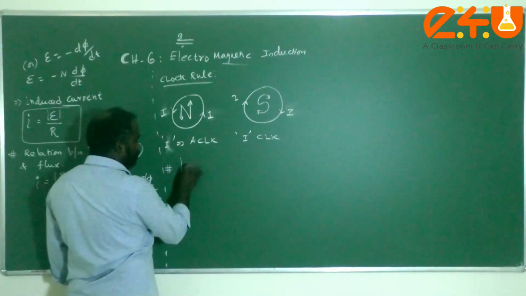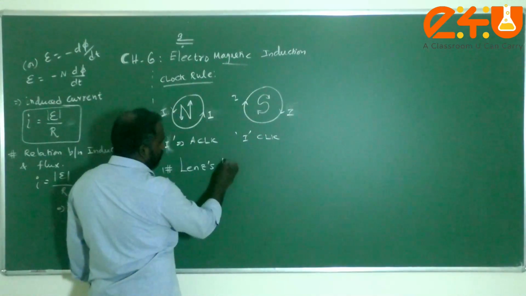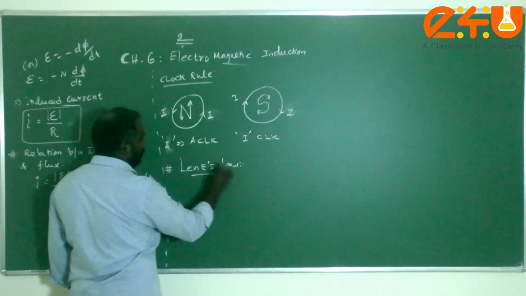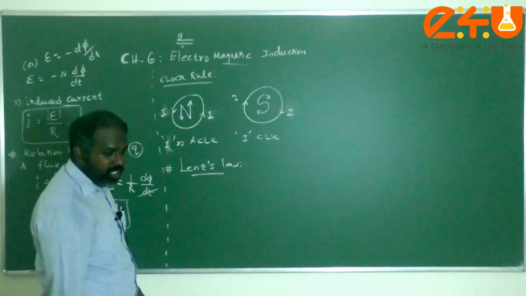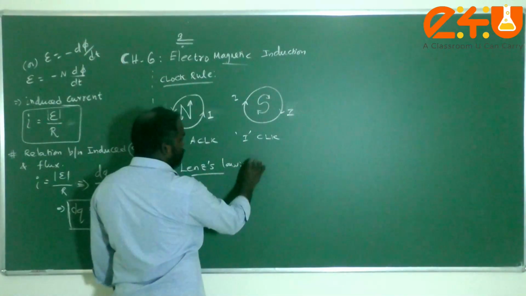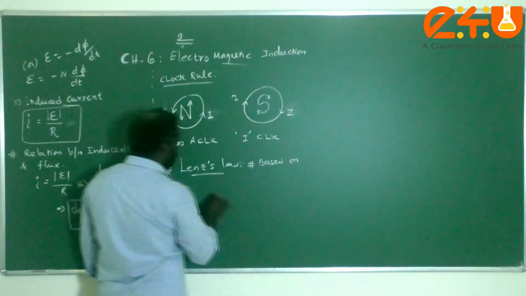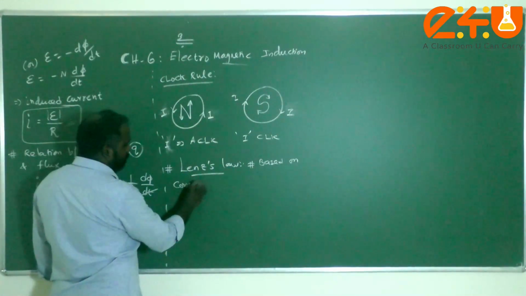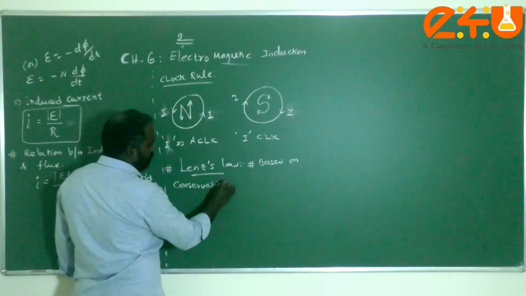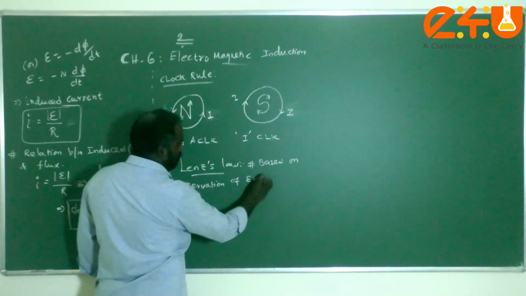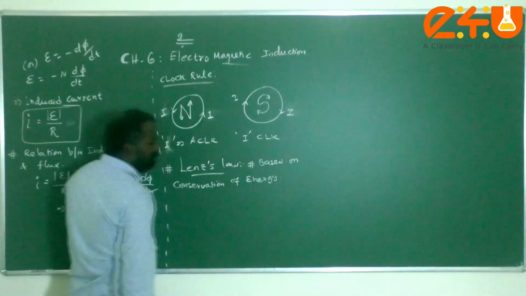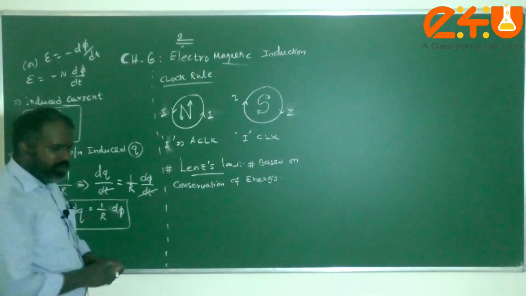So Lenz's law is the important one. The first thing is that it is based on conservation of energy. Based on what, children? Conservation of energy. This is the first point. So what is happening?